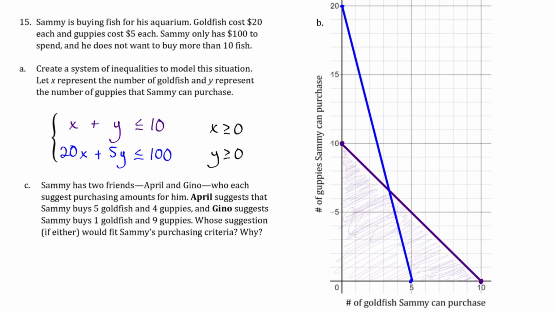So even though these are solid lines here, and by the way, we're going to shade underneath here as well. 0 plus 0 is less than or equal to 100. Shade on the side of 0.